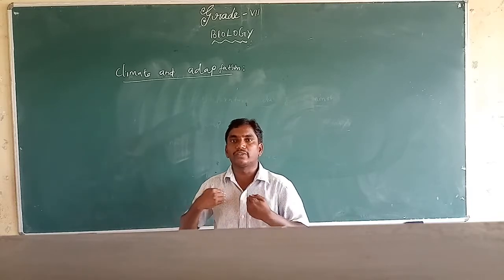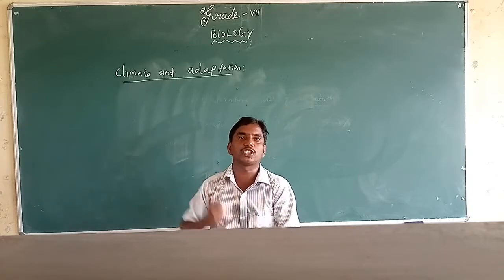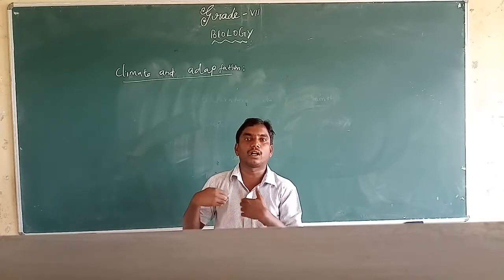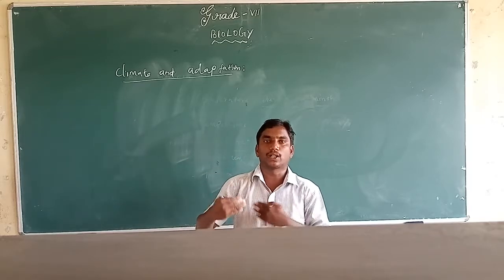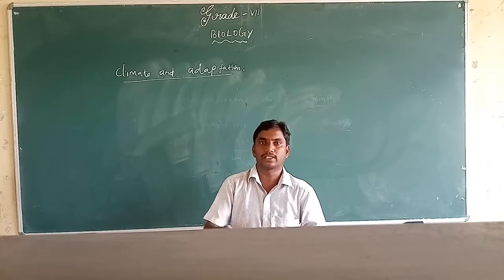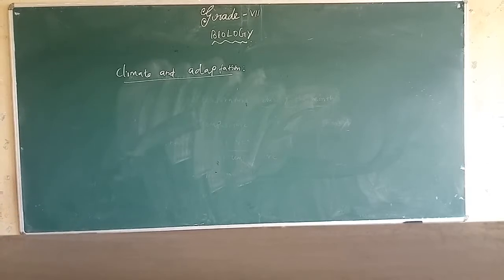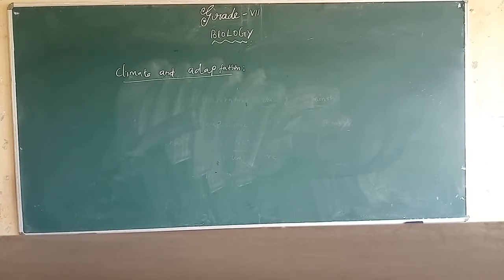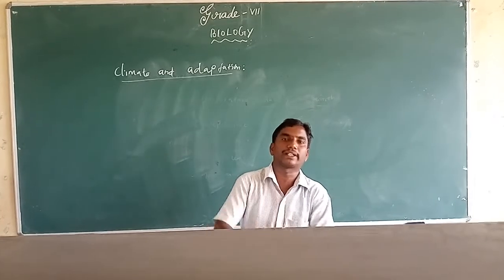For example, we are living in the plains region. Why are we not living in the polar region? Because we are not adapted to that condition. Our body is adapted to this climate only. For example, India has a moderate climate: six months hot and six months rain or wet.